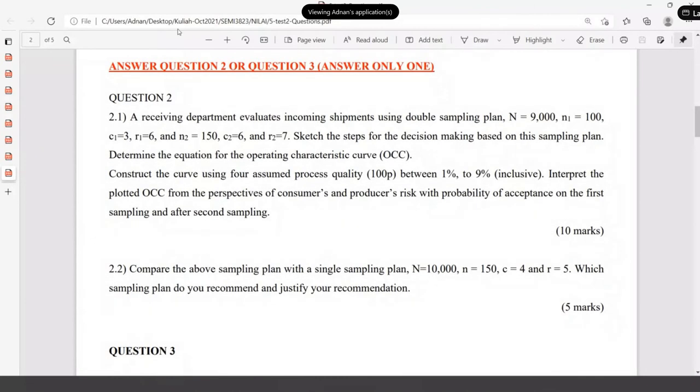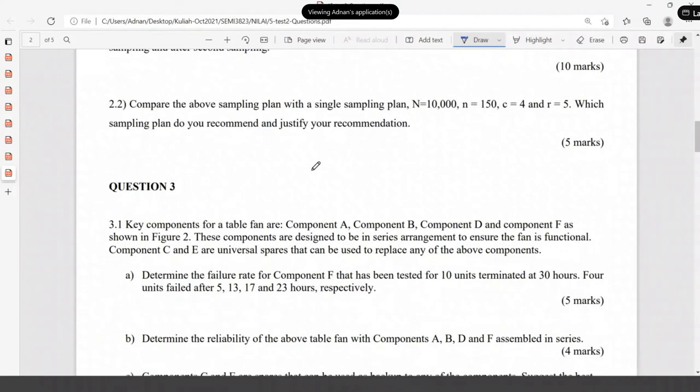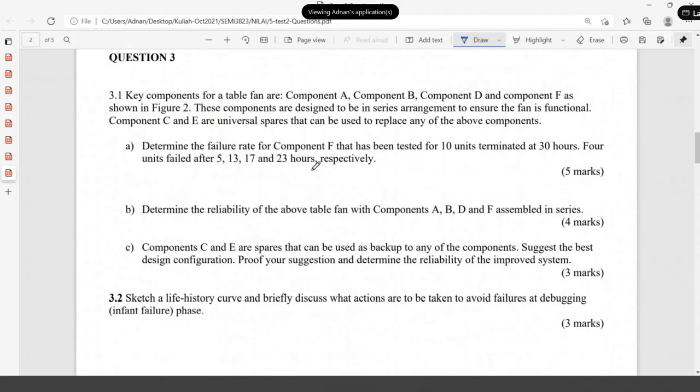Question number 2 ni tak masuk test 2 for your case lah. But anyway, you can prepare this for your final. So I'm not going to discuss it now because that is not part of the scope. This one is reliability, also not in your test number 2, but you can prepare for the final. We have not discussed the topic of reliability. We will discuss it next week once we are in class. Okay, let me move on to other questions.